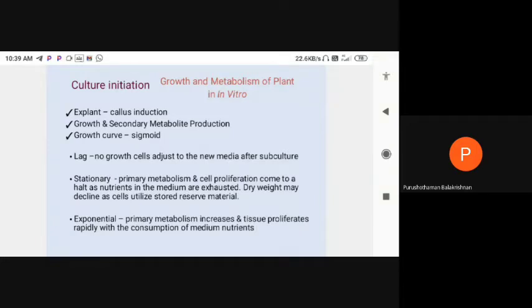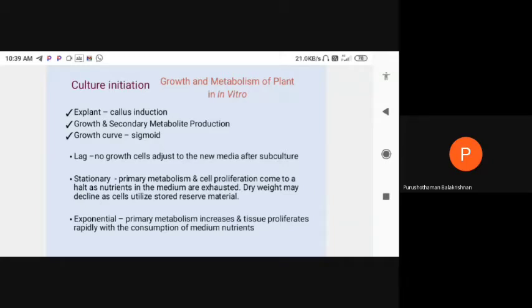In the lag phase, there is no growth as the cells adjust to the new media after the subculture. Whereas in the stationary phase, primary metabolism and cell proliferation come to a halt, and the nutrients in the medium are exhausted. Dry weight may decline. The cell utilizes stored reserve material. In the exponential phase, primary metabolism increases and tissue proliferates rapidly with the consumption of the medium and nutrients.